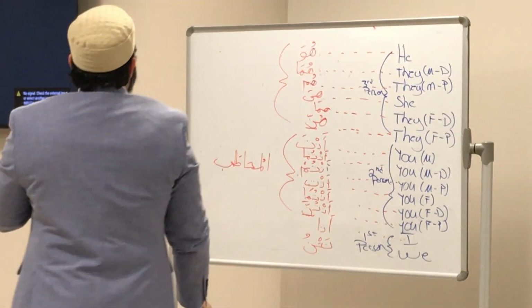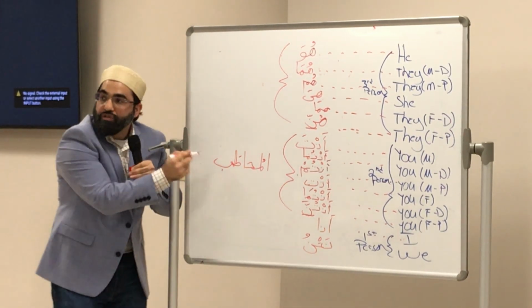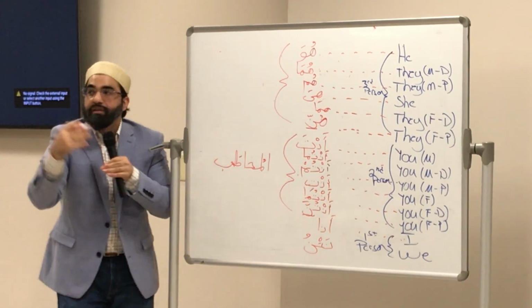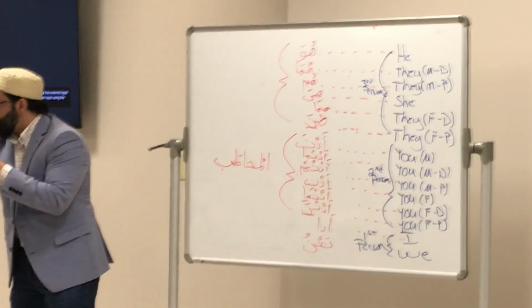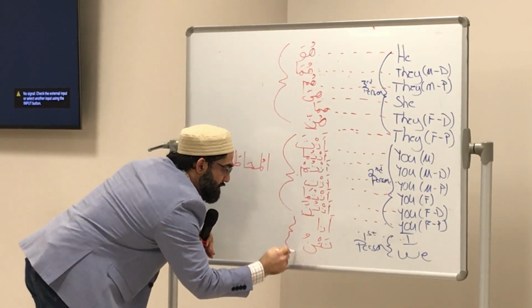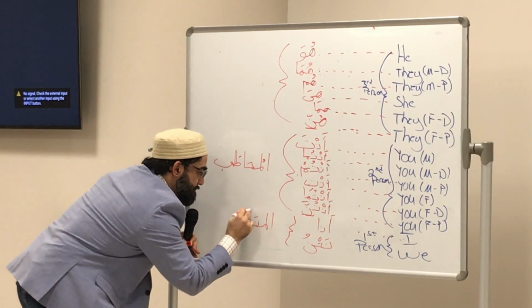Alright, but anyway, second person, mukhatab. Mukhatab means the person you're talking to. Meaning these are the pronouns you use when you're talking to someone, okay? And the two here, when you're talking about yourself, this is al-mutakallam.